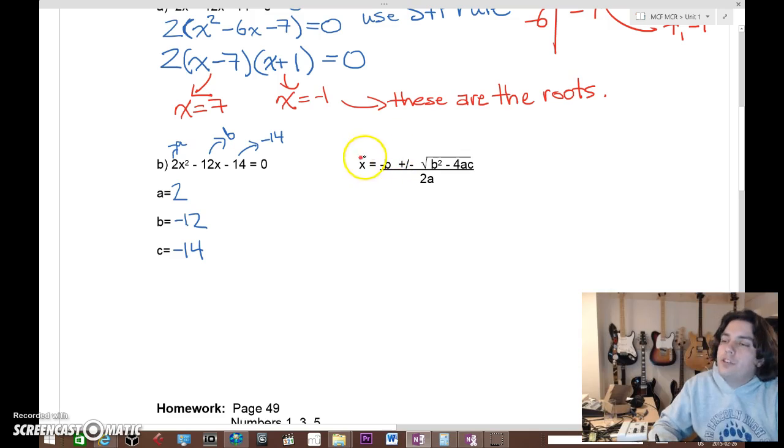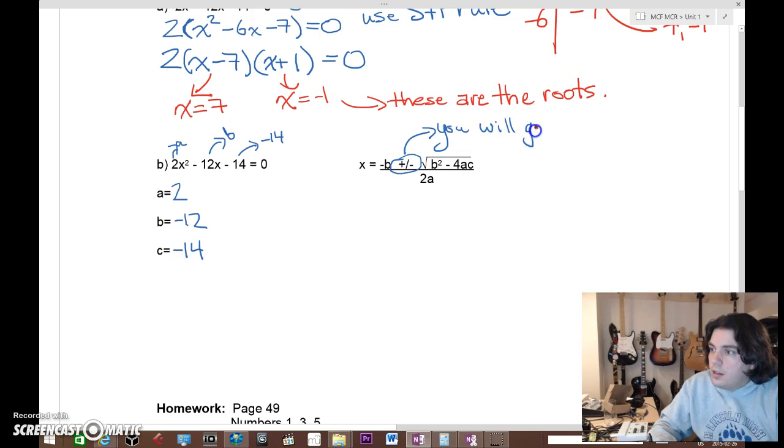The quadratic equation is x equals negative b plus or minus the square root of b squared minus 4ac all over 2a. Now this tells you very quickly that you will get how many solutions? You will get 2 solutions.